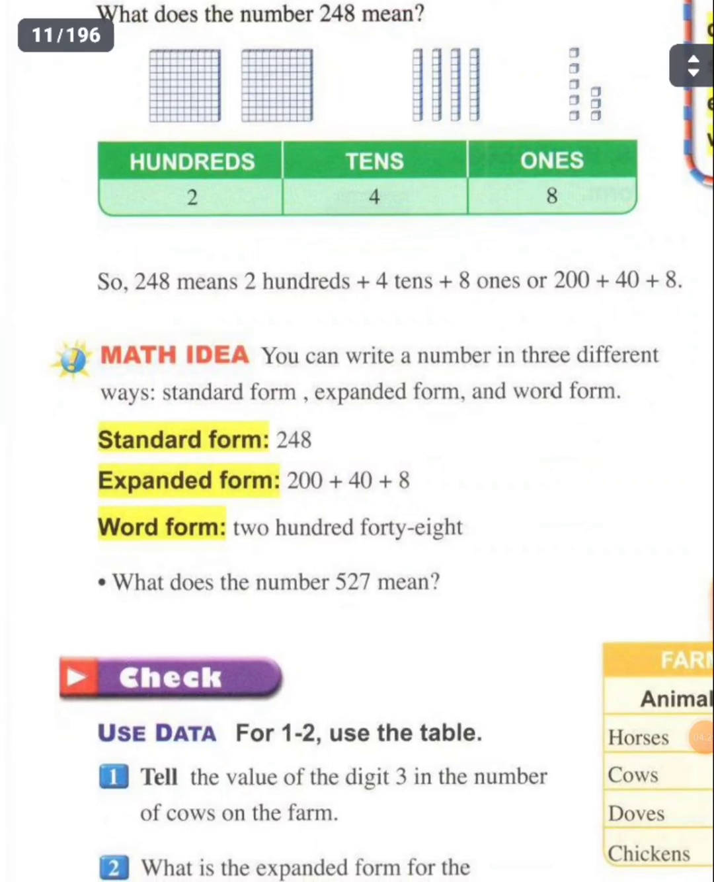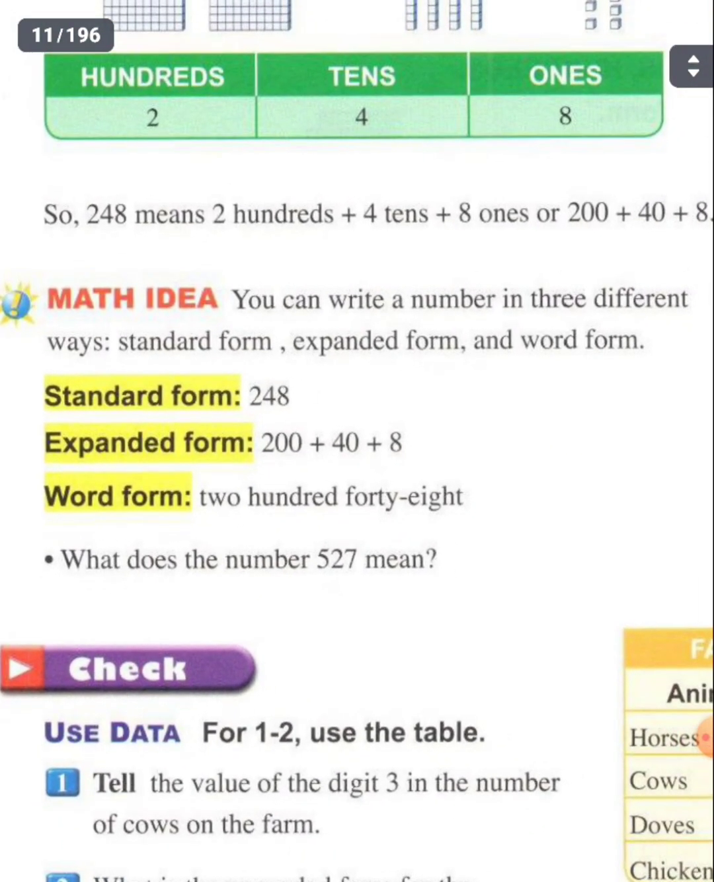You can write a number in 3 different ways: standard form, expanded form, or word form. These 3 forms, please remember. Standard form is the number as you can read it, for example, in a supermarket. In a supermarket, they wouldn't write 248 in words. You see the price you must pay on your bills, 248 dollars, for example. Nobody will write 248 with words. It's standard form.